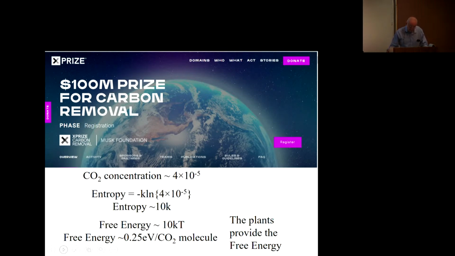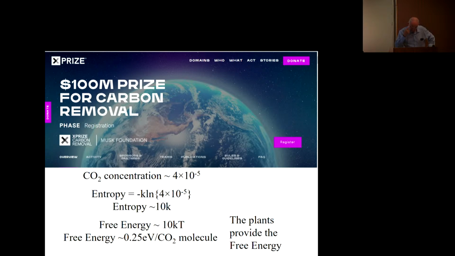Here's another example of carbon removal that has become very big now: the X Prize committee is in the middle of a competition to find the best way to remove carbon. It's a $100 million prize, and the first prize is going to be $50 million. But you have to remove 1,000 tons.